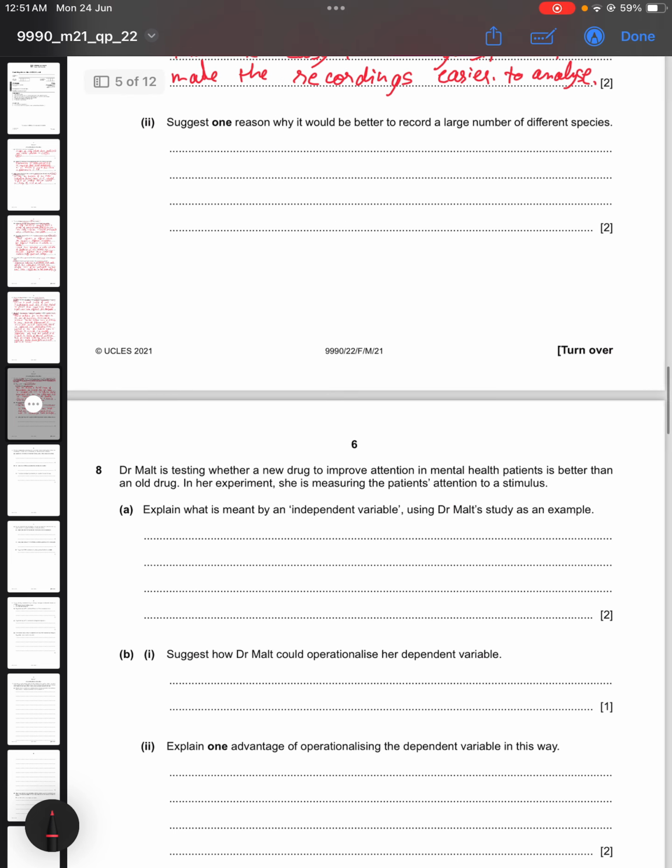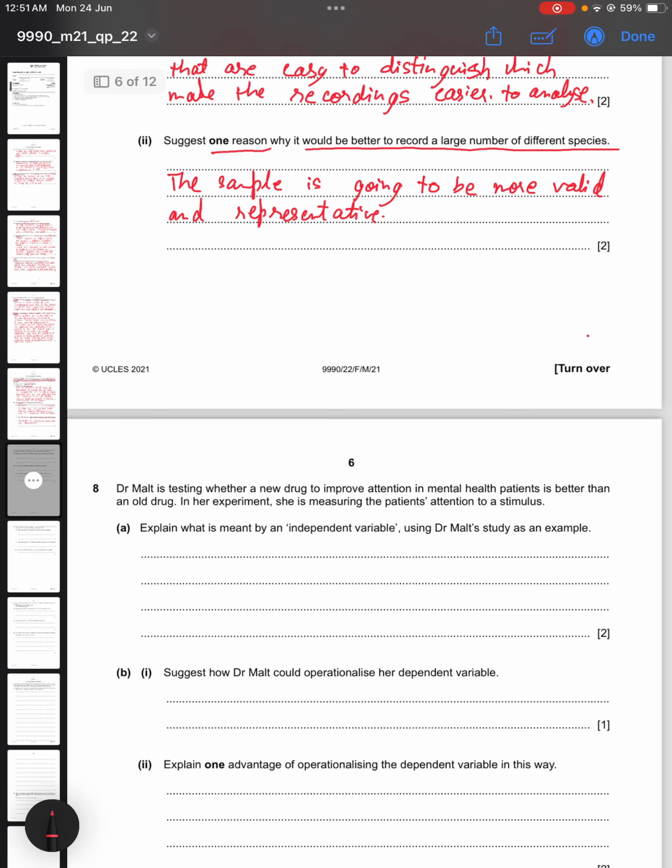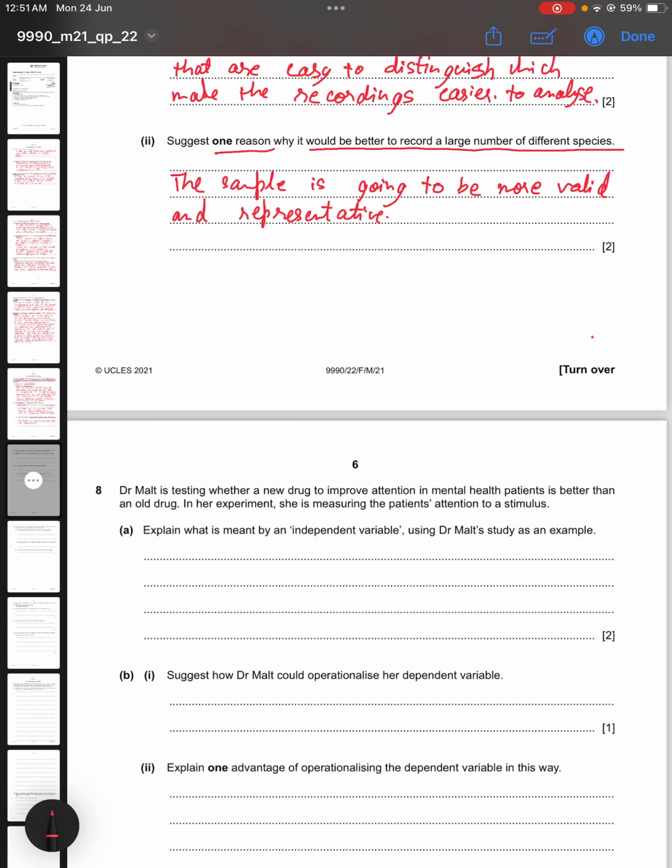Now part 2 says suggest one reason why it would be better to record a large number of different species. It would be better to record a large number of species because the sample is going to be more valid and representative. So it is going to make her study results more generalized to a wider population of birds.